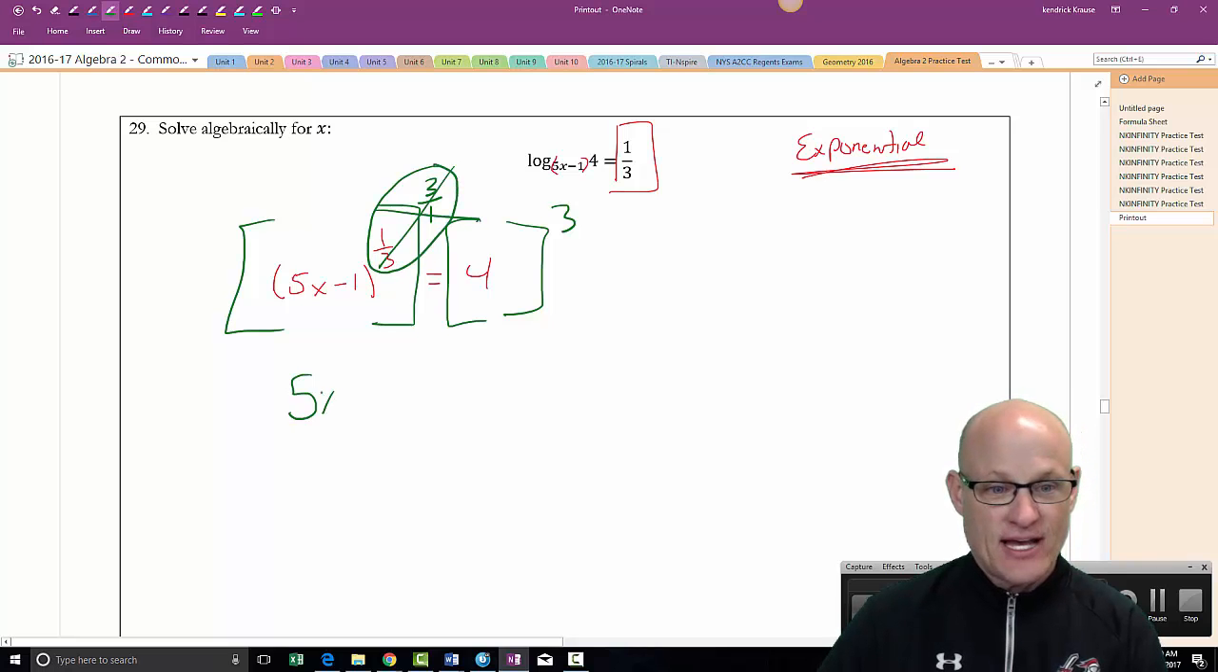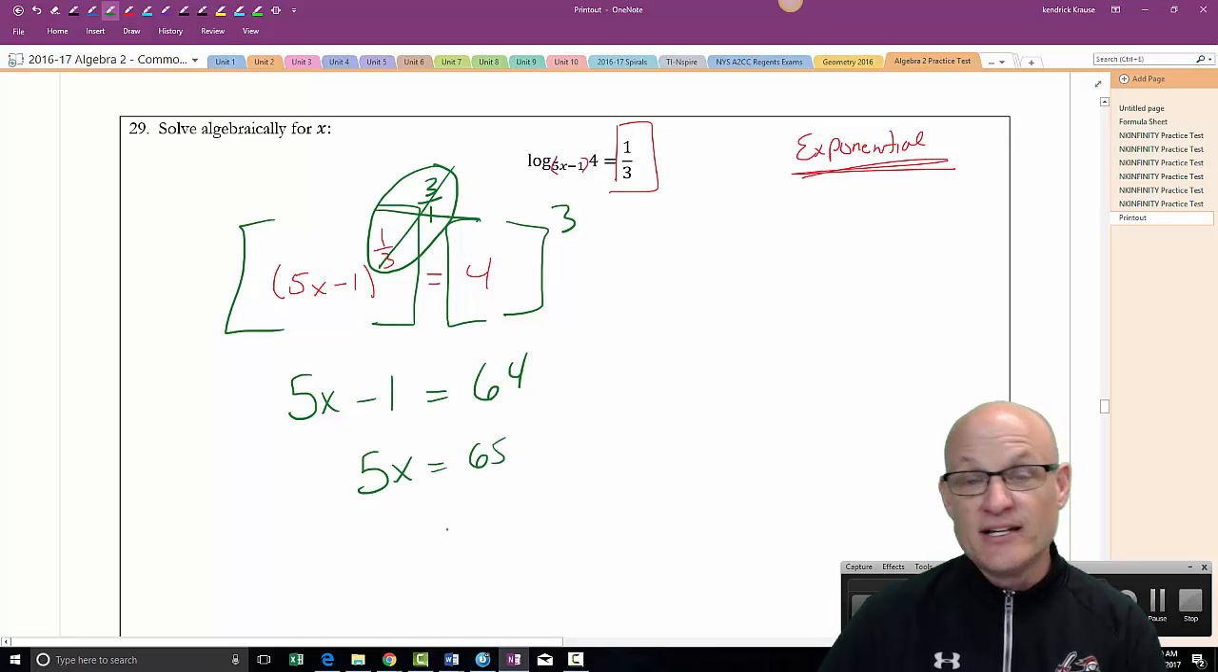I get 5x minus 1 equals, and this is 64. Add 1 to both sides, I get 5x equals 65. Divide by 5, and I get x equals 13.